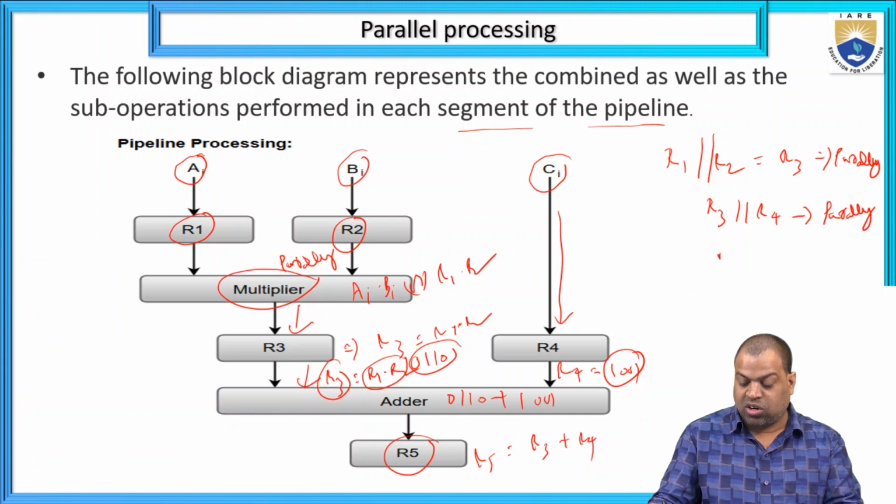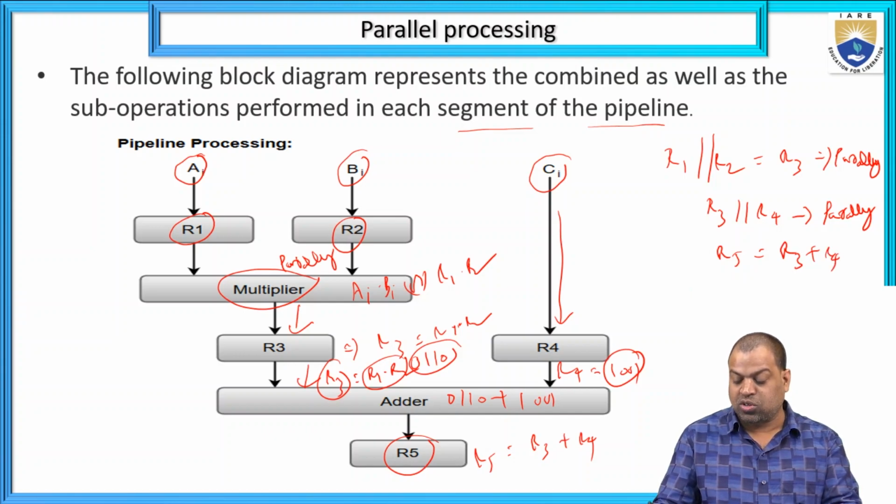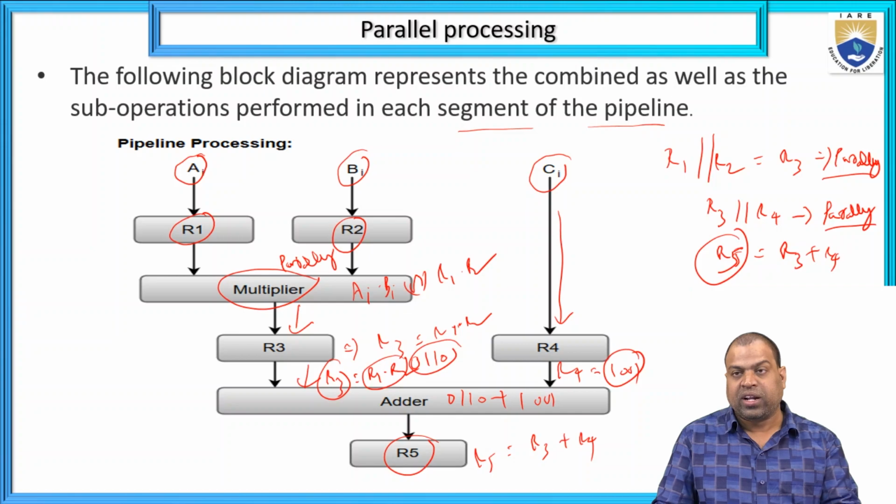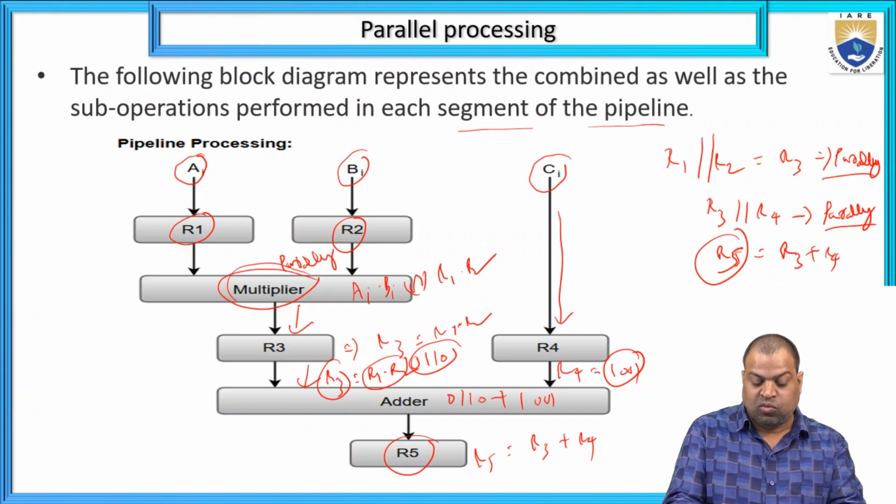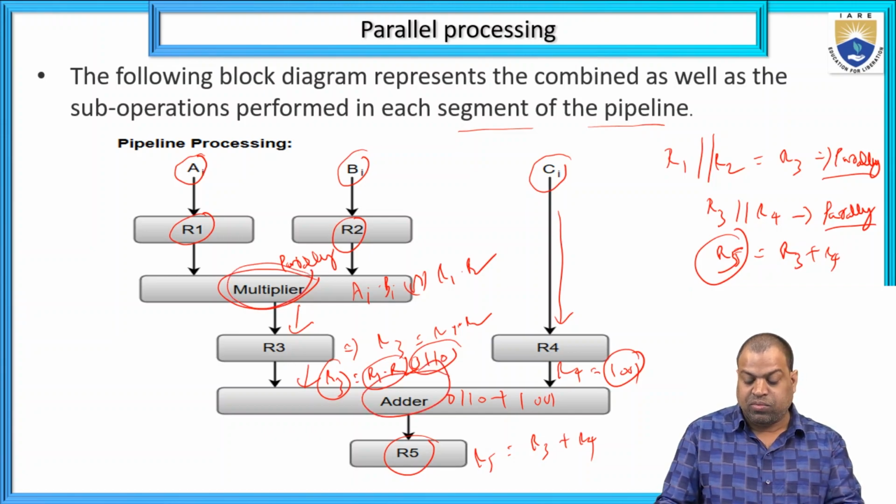What is the result now? R5. So R5 equal to R3 plus R4. So what do R3 and R4 mean? R3, we know, is R1 into R2. So finally the value is R5. But how many parallel performances are there? Two parallelly performed operations are there. So two sub operations are performed. What are the two sub operations? One is a multiplier, another one is an adder.